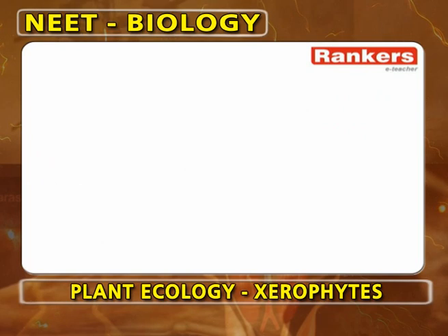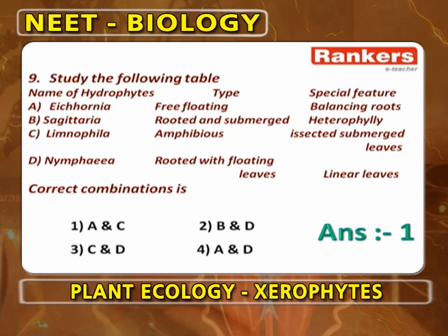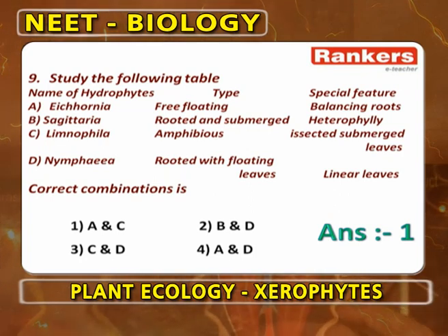Eichhornia, free floating hydrophyte with balancing roots, is correct. Limnophila, amphibious hydrophyte with dissected submerged leaves, is correct. So A and C is the correct answer.